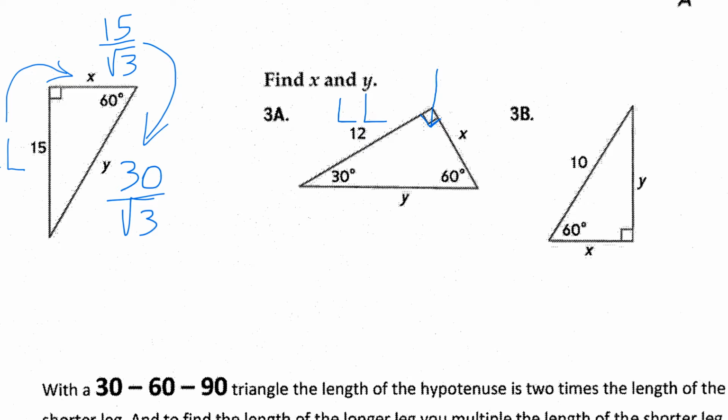Okay, so from the long leg to the short leg, what do we do? Divide by square root of 3. So 12 divided by the square root of 3. And then from that short leg to the hypotenuse, double it. And it's going to give us 24 over the square root of 3.